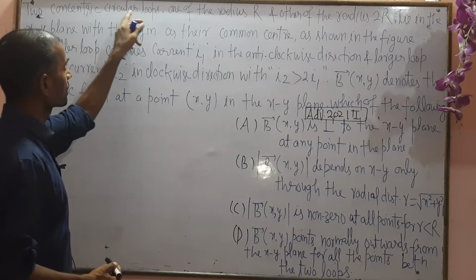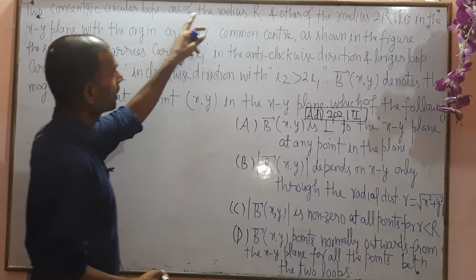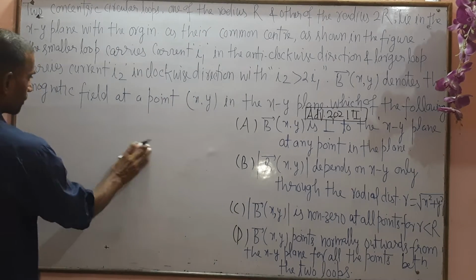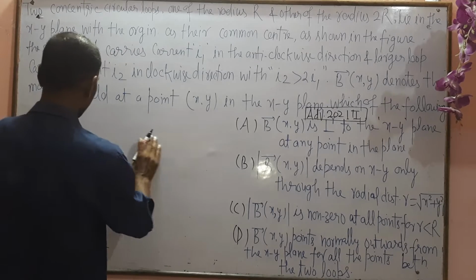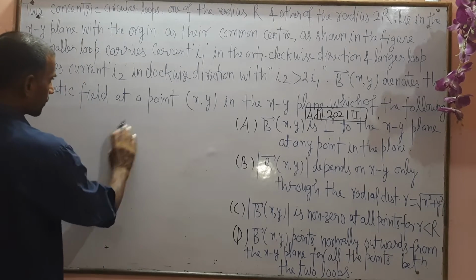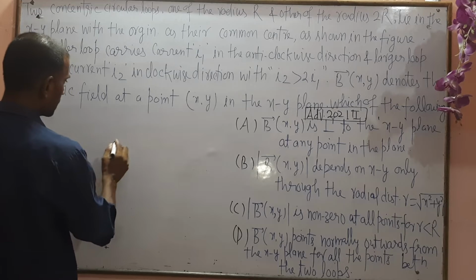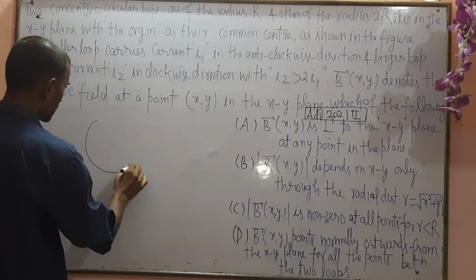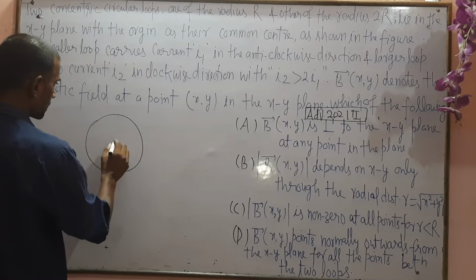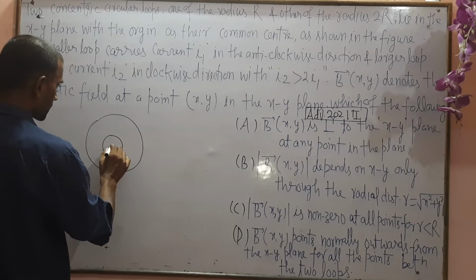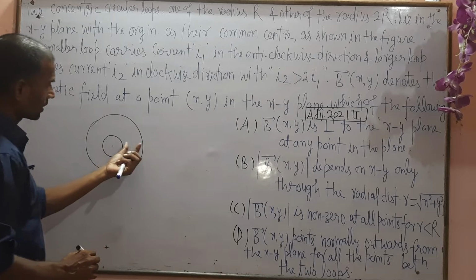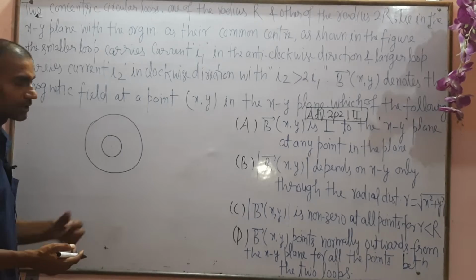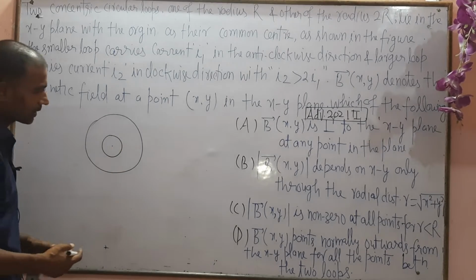Two concentric circular loops, one of radius r. Concentric means the centers of the circles will be the same. Let us suppose this is the first circle and this is the second circle. The center of both circles will be the same, then the circles are known as concentric circles.